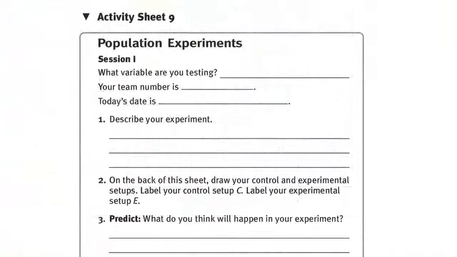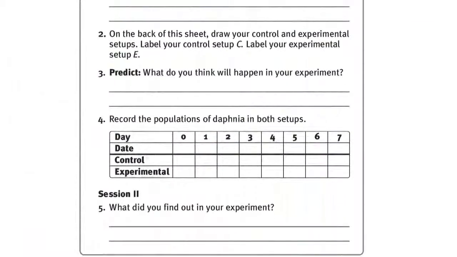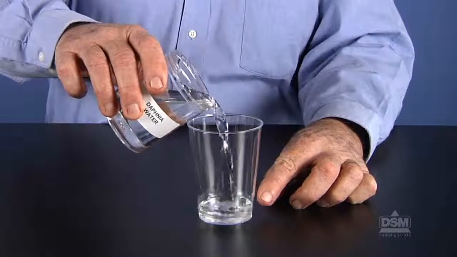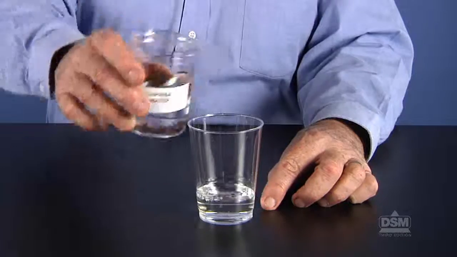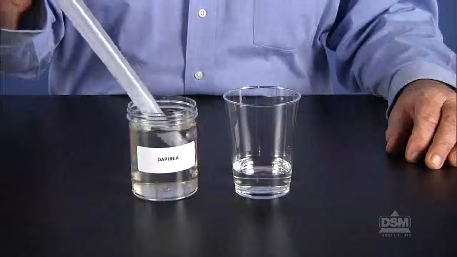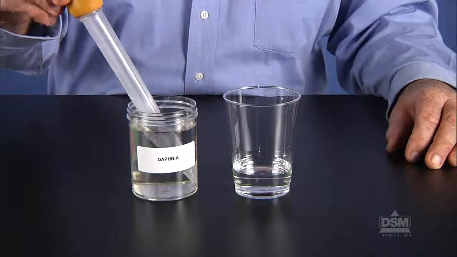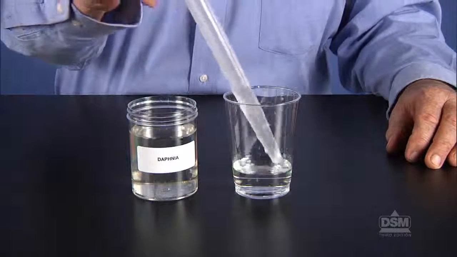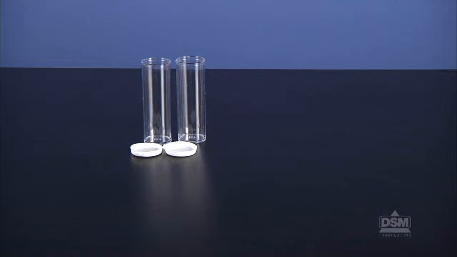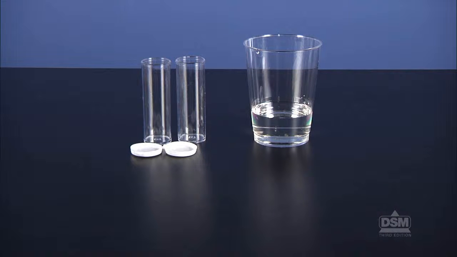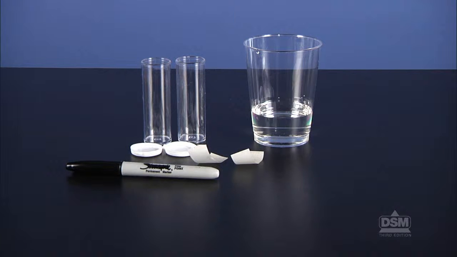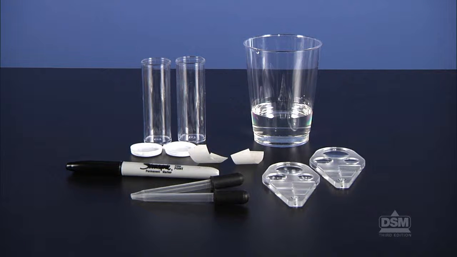To prepare for the activity, make 2 copies of Activity Sheet 8 and 1 copy of Activity Sheet 9 for each student. Pour 2 to 3 centimeters of daphnia water into each 10-ounce container. Then, use the baster to transfer 10 daphnia to each of these containers. Each team of 4 will need 2 vials with caps, a 10-ounce container with 10 daphnia in water, 2 pieces of masking tape, a marker, 2 droppers, and 2 magnifiers.